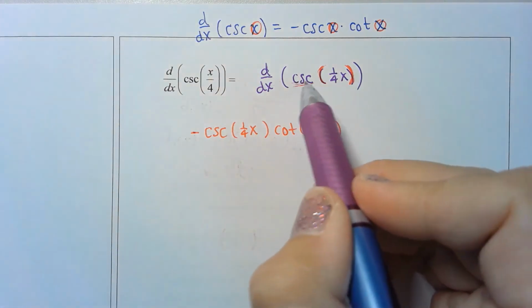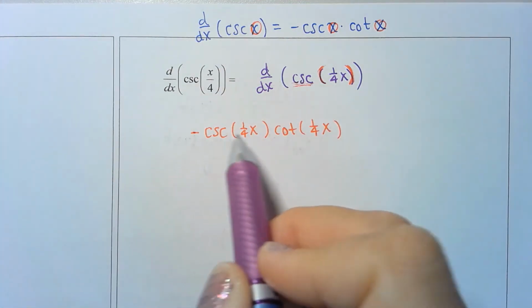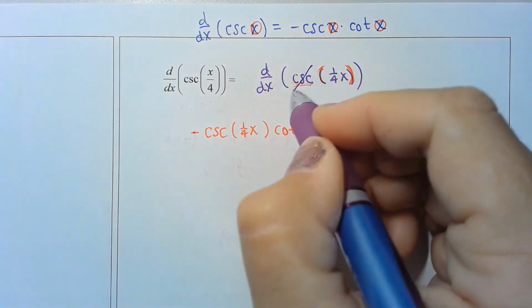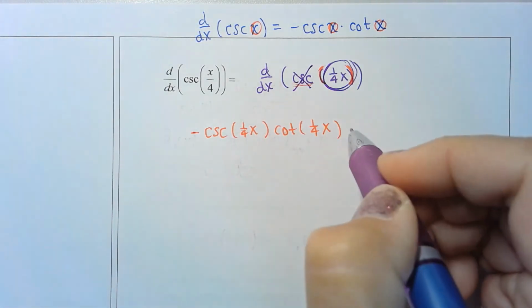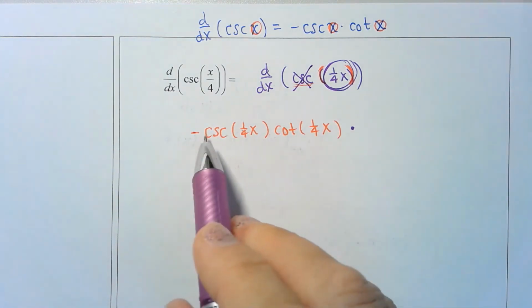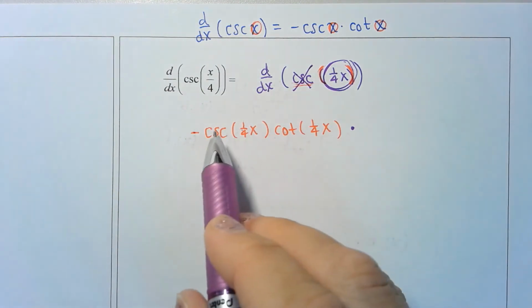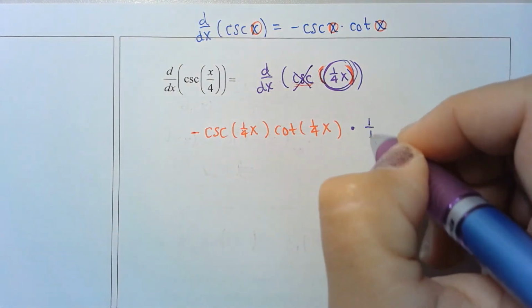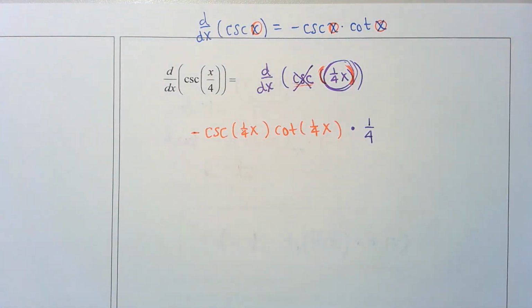So I just took care of the cosecant when I wrote negative cosecant blank cotangent blank. The blank stays the same. The chain rule says multiply all of that, which I don't need parentheses or anything, that's all just one term, by the derivative of 1/4 x. Well, the derivative of 1/4 x is 1/4.